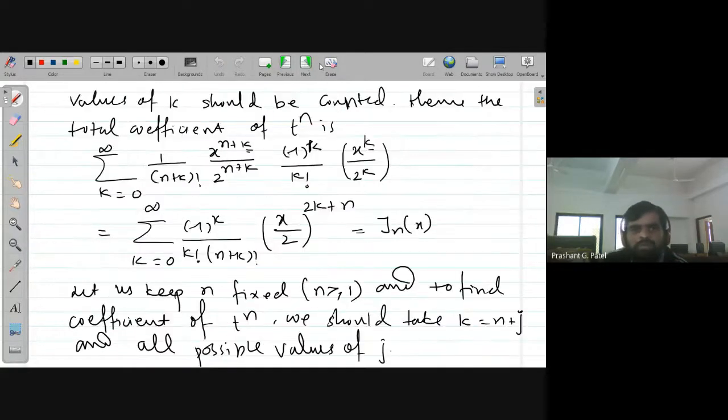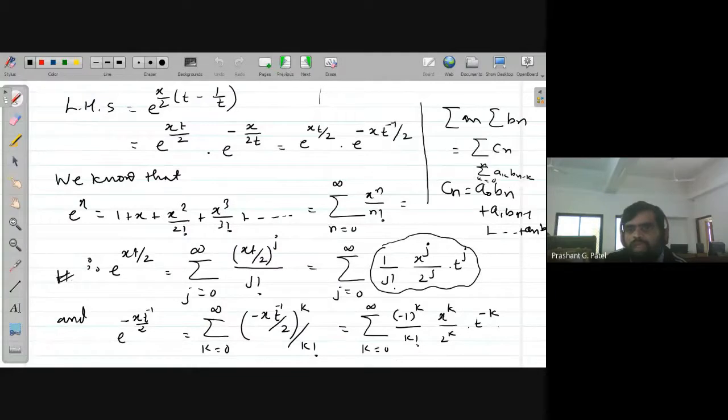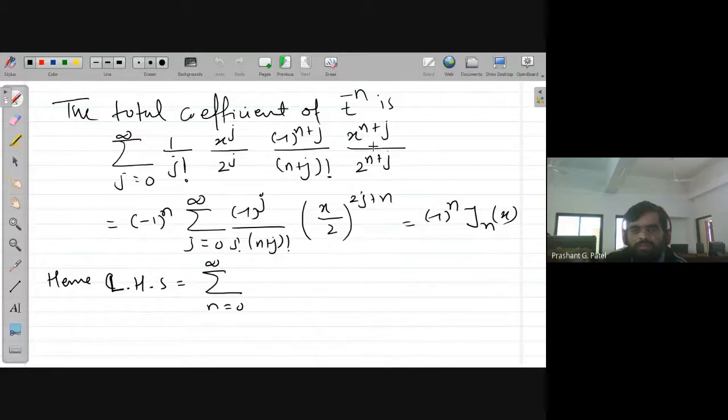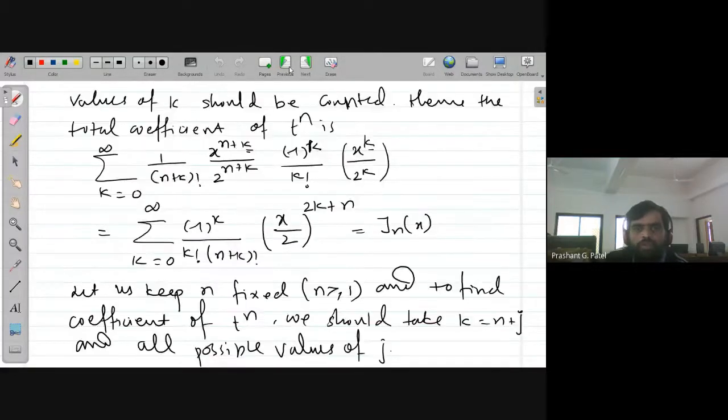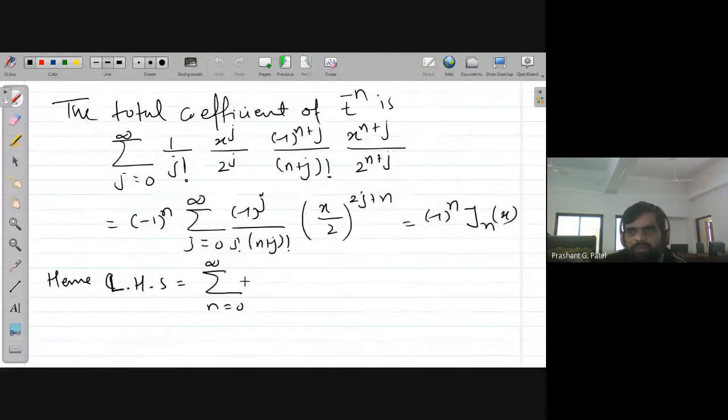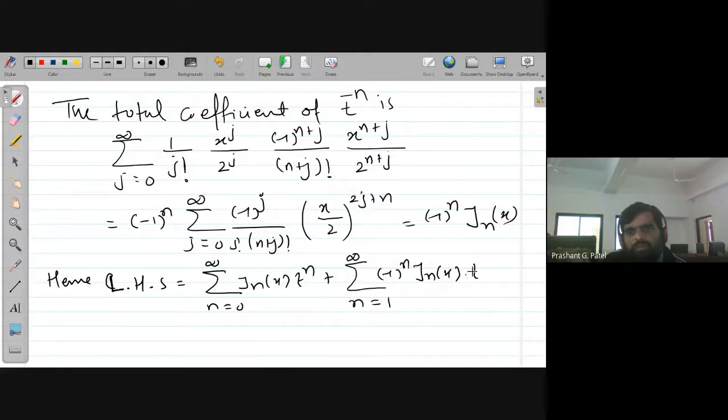So for the positive powers, we have calculated this t power n, with the similar formula we have this n minus k. So in that case we have this quantity, and for the negative powers we have this n plus j. If we substitute all these values into the LHS, the series expansion of e power xp upon 2 will have this answer, that is Jn into t power n, which is the positive powers, and for negative we'll have n running from 1 to infinity minus 1 raised to n into Jn x into t power minus n.